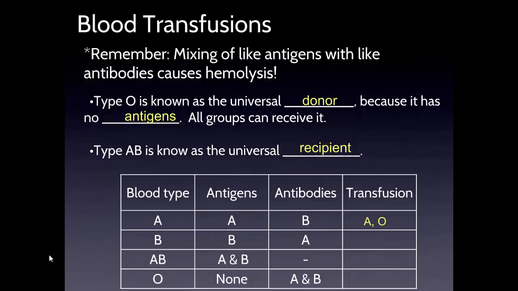They have B antigens on the red blood cell. They have antibodies against A. They can receive from who? B or O. That's B. O. Get it?